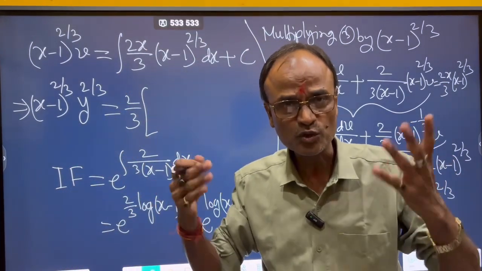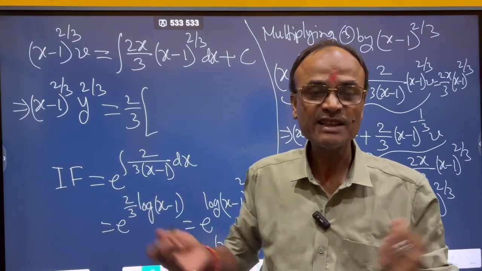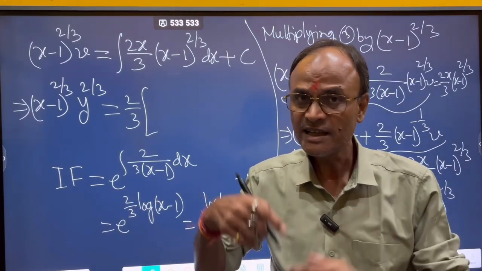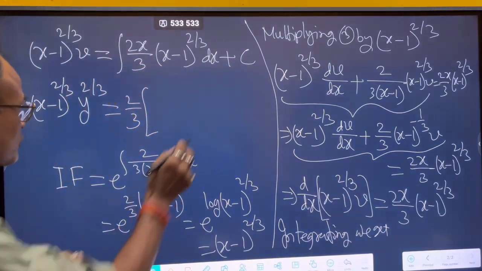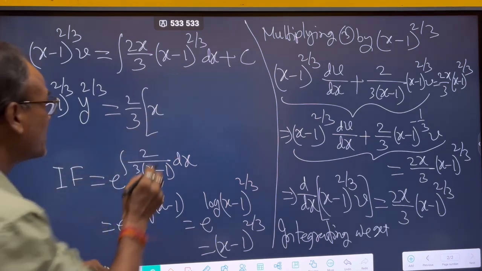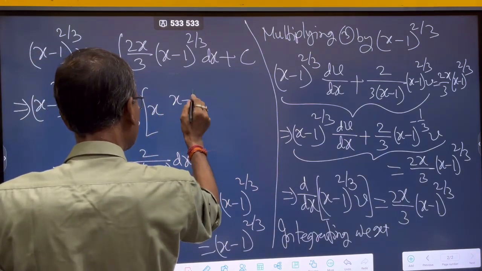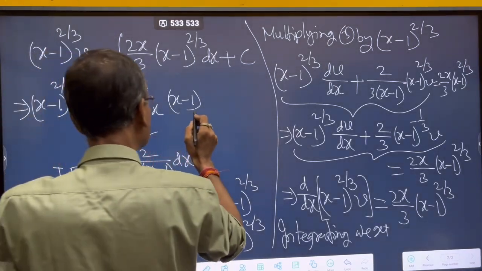The product of two functions. Integrate this by the method of integration by parts, taking x as the first function and (x - 1)^(2/3) as the second function. First function into integration of the second function. What is the integration of this? (x - 1)^(2/3 + 1) divided by (2/3 + 1).